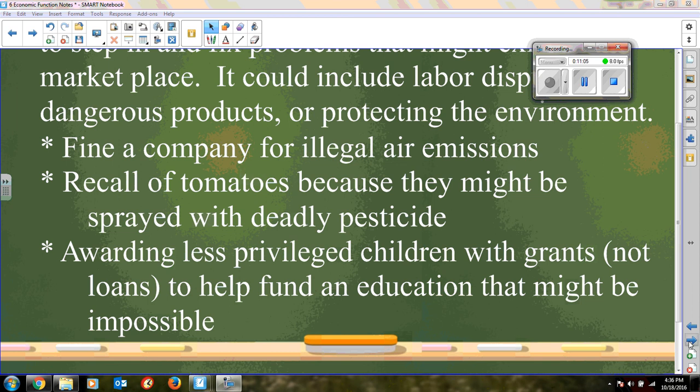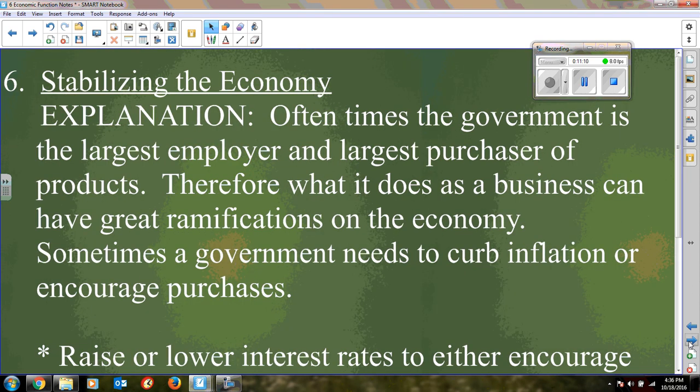The final economic function is stabilizing the economy. The government is the largest employer and the purchaser of products. Therefore, what it does as a business can have great ramifications, which is kind of like the ripple effect. And sometimes the government needs to curb inflation, which means people are spending too much, or sometimes they need to slow it and encourage purchases. I want you to stop and think of all the businesses, of all the buildings that need toilet paper in government buildings. So literally getting a toilet paper contract can make or break a company, okay?